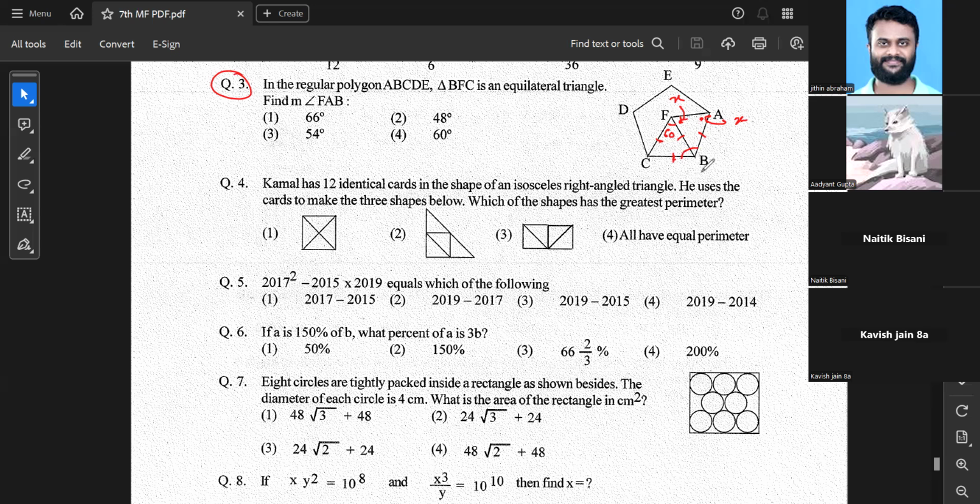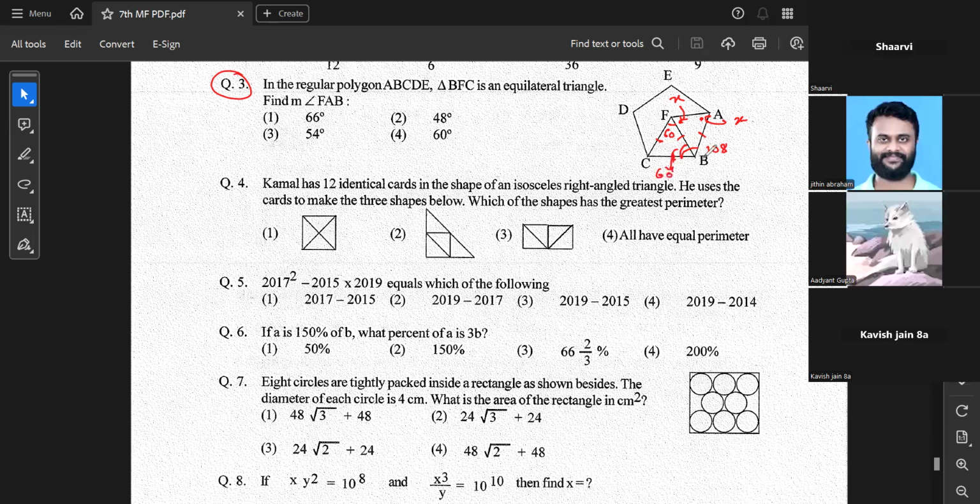Now, how much is the total, sir? 48 only, sir. 48. Absolutely. Since it is a pentagon, this particular angle is going to be 108, as you know. And since it is an equilateral triangle, this particular angle is going to be 60. Now 108, so this particular angle will be 108 minus 60. That gives you 48.